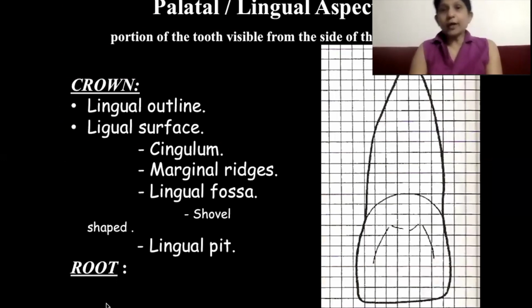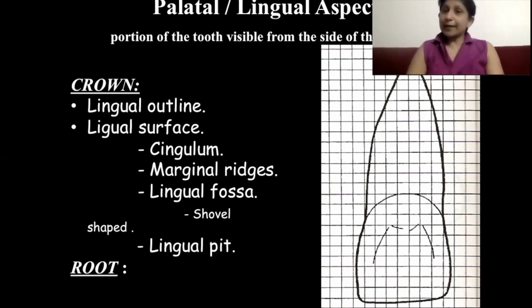Now coming on to the palatal aspect or the lingual aspect, that is just the opposite of the labial aspect. Similarly, it has the crown and the root and the cervical line, and everything is the same. It is just that when you take a tooth, initially you held it from the labial aspect. Now when you hold it on the opposite side, that's your palatal aspect, which you would see if you had eyes from inside the oral cavity, from your tongue.